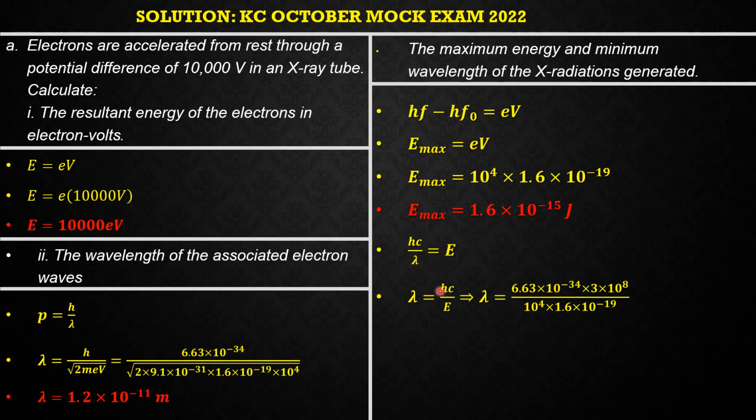So we are going to have hc over E, where our h is this, our c is the speed of light, and our E is basically the energy, which we have calculated above, and that gives us 1.2 times 10 to the negative 11. So we can actually have our mark distribution like that, and that's how we distribute it. On to the next problem.